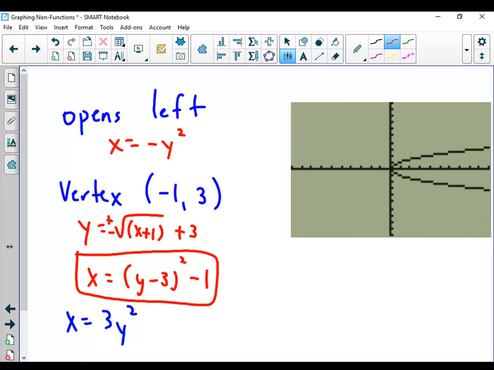What do you think is going to happen on the last one? Well, when you did x equals 3y squared, did that create something that was wider? Did that create something that was narrower? Yeah, it was narrower, okay? Which sticks to what we usually have, right?